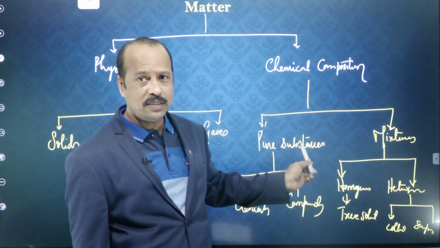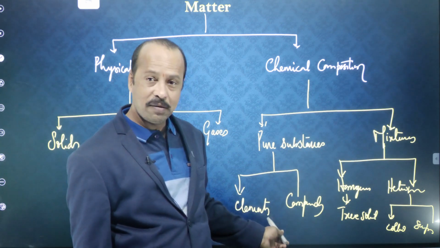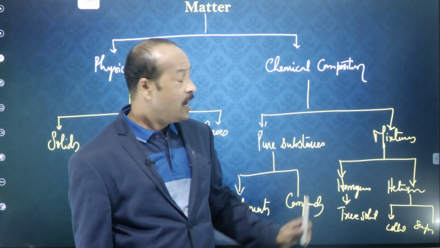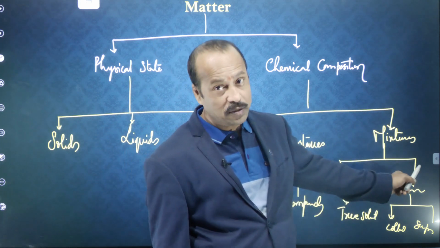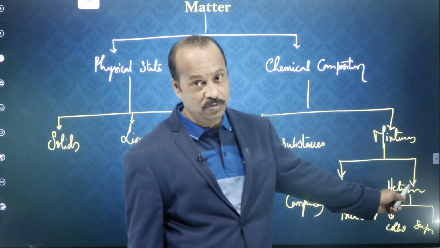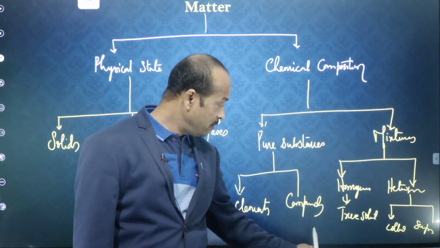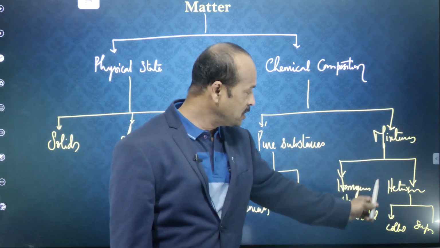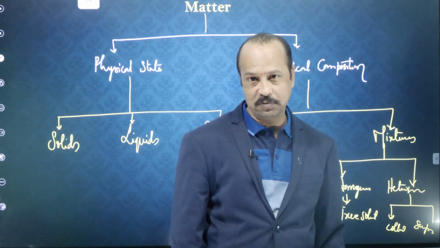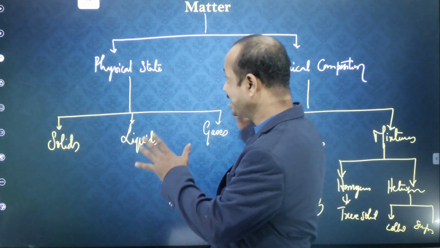Pure substances are again classified into two types called elements and compounds. And mixtures are again classified into two types: homogeneous mixtures and heterogeneous mixtures. Homogeneous mixtures are also called true solutions, and heterogeneous has two types, colloids and suspensions. Clear, students? So this is the classification.